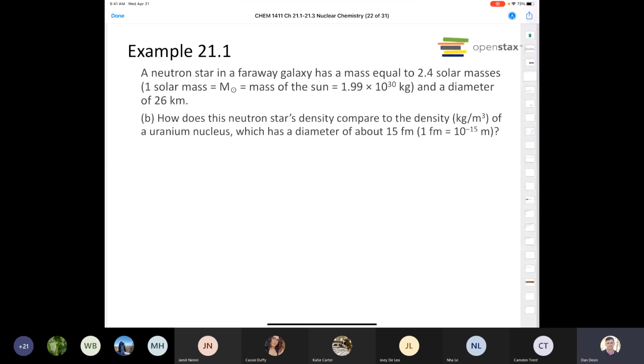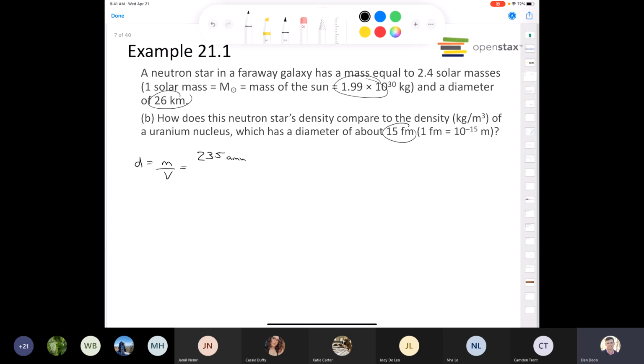First of all, I know that in one atomic mass unit, I have 1.66 times 10 to the negative 27 kilograms. That's something we went over in General Chemistry 1, so I'm not going to go over it again right now. We have density is equal to mass over volume. We know that the mass of our uranium is 235 AMU. I'm just going to use 3 sig figs, so we have 235 atomic mass units.